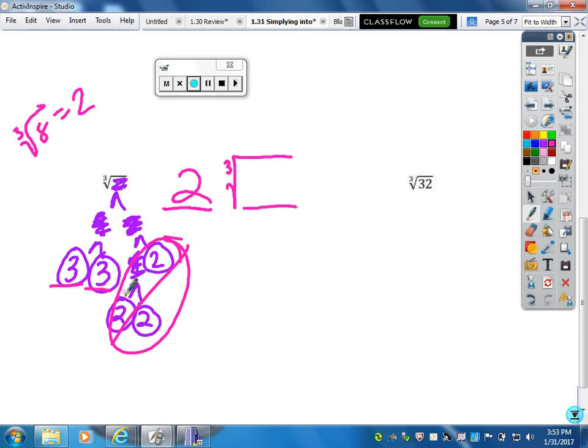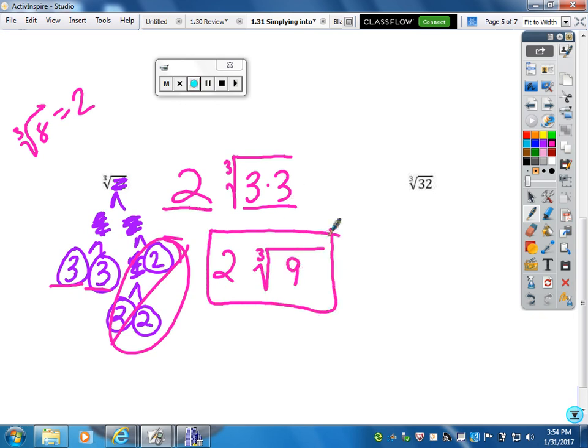Now I have 2 things left on the inside. Like if this was a square root, it would have been fine to have 2 of them, but because it's a cube root, we actually need 3 of them, so those are both left over. So I've got a 2 on the outside, a cube root, and then 3 times 3 go back together as 9. Now, make sure that this little 3 always stays on your radical.